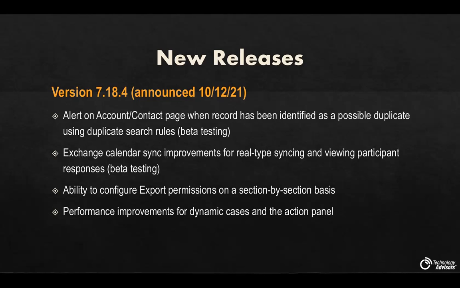They're trying to expose that data to more eyes, essentially, so that it's easier to know when you're looking at an account or a contact that has a possible duplicate. And so they're going to add an alert on the account or contact page when you're looking at an account or contact that is a possible duplicate. That one is still in beta testing, so if that's something you're interested in checking out, you can contact Creatio support to get included in the beta.